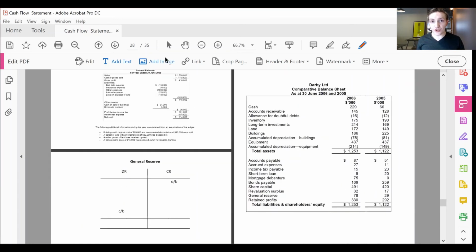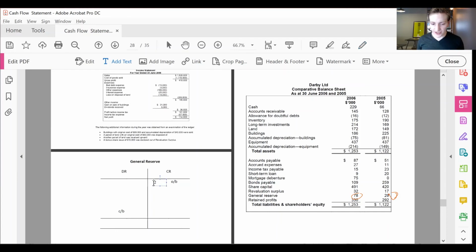So we can start off with general reserve. So the general reserve started at 29 and it ended at 78. Now, a general reserve can increase if there's a transfer from retained profits. It would decrease if you do something like a bonus issue out of it. But here the bonus issue was done out of revaluation surplus. So there's nothing of that nature that would be relevant here.